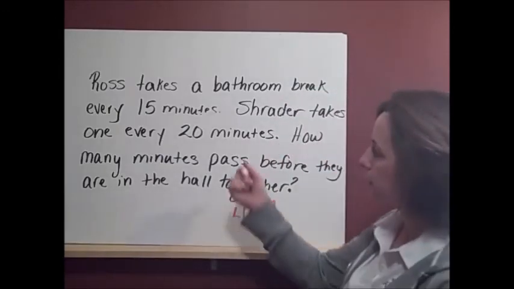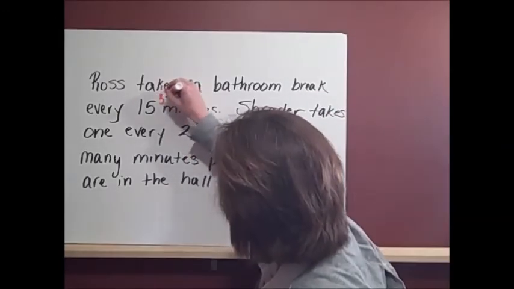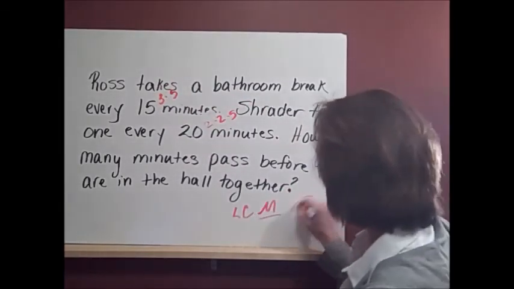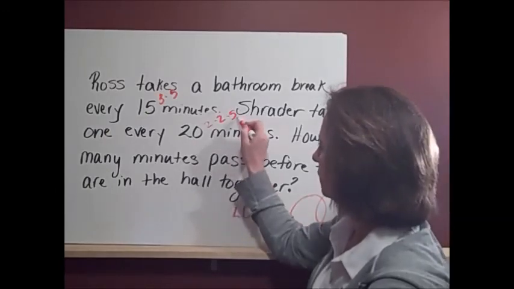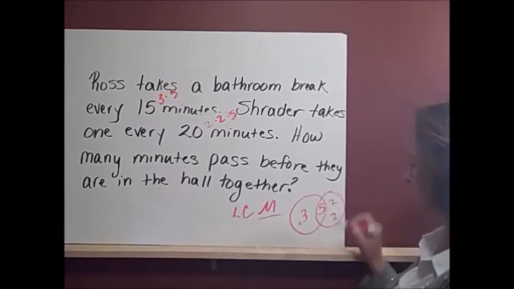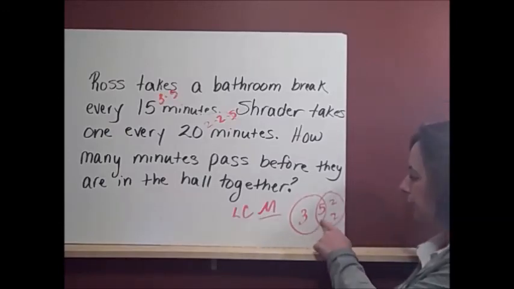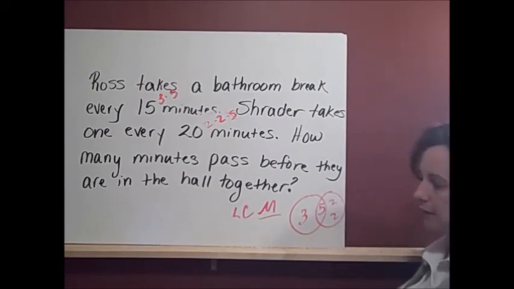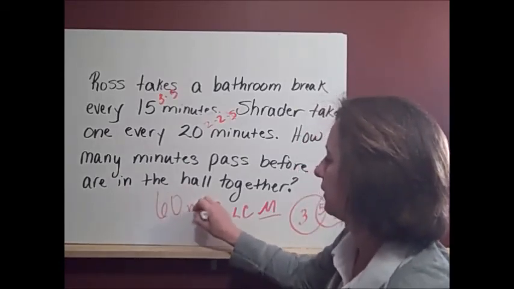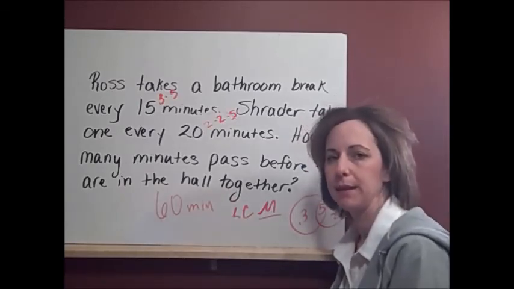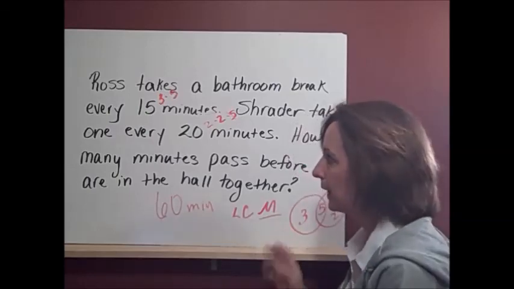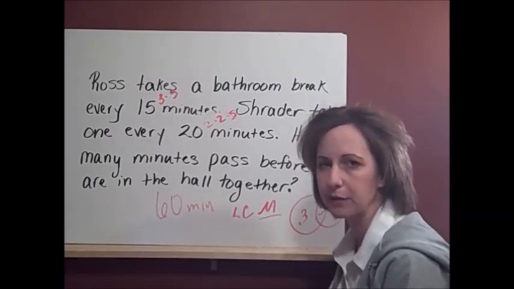Finding the least common multiple, 15 is 3 and 5, and 20 is 2 and 2 and 5. And so the least common multiple says that we should put 5 here, and this is a 3, and this is a 2 and a 2. And so 15 times 2 is 30, and 30 times 2 is 60. That means that Schrader and Ross will be in the hallway together every 60 minutes. Solving word problems: ask yourself 2 questions, and then you do what you know with greatest common factor and least common multiple.